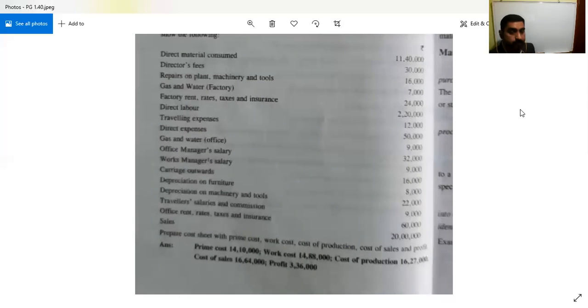So we will do it now. Here, what is the first thing? Direct materials consumed. You can draw it in the correct way. So it is 11,40,000. Okay. Then next is what? Direct labor. Direct labor is how much? 2,20,000. Then direct expenses, how much it is? 50,000.